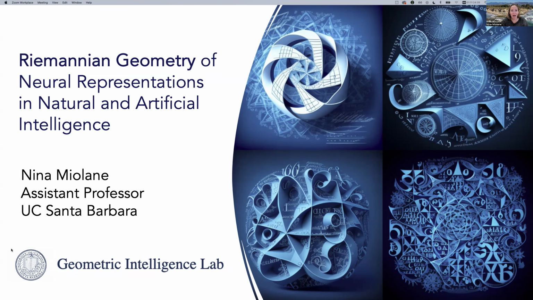With this talk, I will introduce a certain type of metrics, the Riemannian metrics. And so I will introduce the Riemannian geometry of neural representations in both artificial and natural intelligence. But first, what is Riemannian geometry?